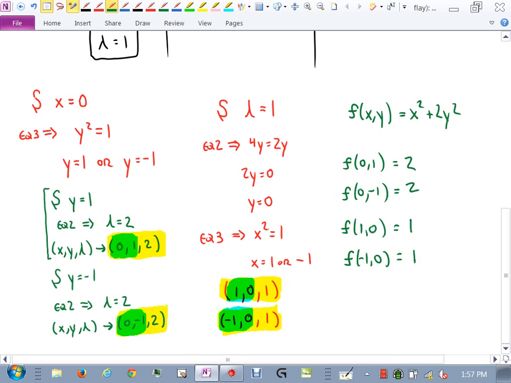So these are ordered triples, right? 0, 1, 2. 0, -1, 2. 1, 0, 1. -1, 0, 1. So what is the maximum value of that function on that constraint? What's the maximum value? 2. Minimum value? 1. Where do they happen?